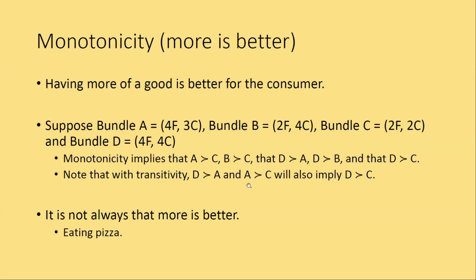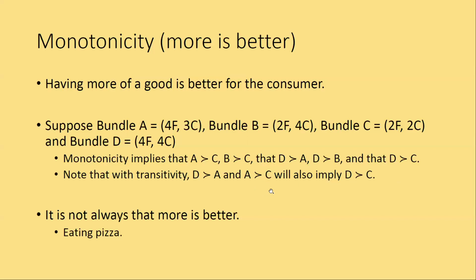And here we can note that by monotonicity, the consumer would prefer bundle D over bundle A and bundle A over bundle C. We can also say that by transitivity, if the consumer's preference satisfies transitivity, she must also prefer bundle D over bundle C. So basically, in this instance, to conclude that a rational consumer must prefer bundle D over bundle C, we can use either monotonicity or transitivity.